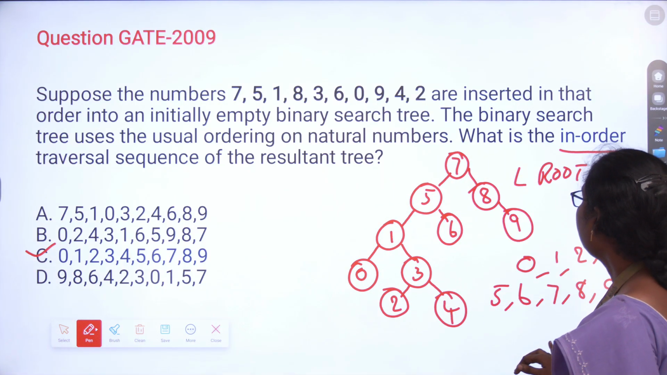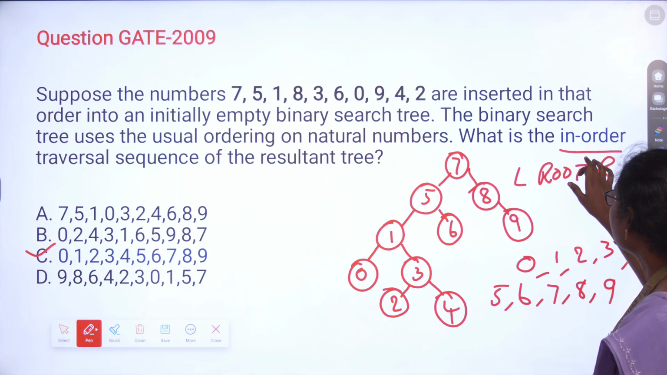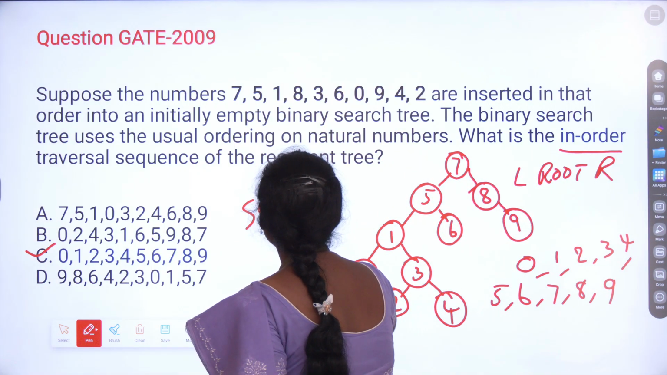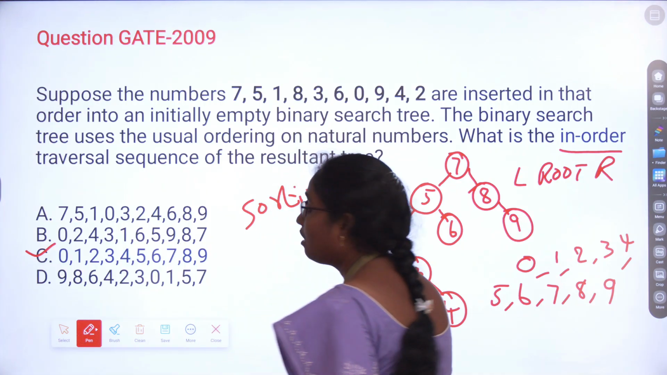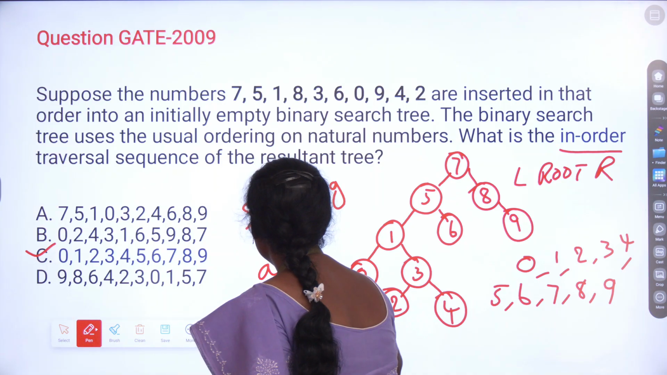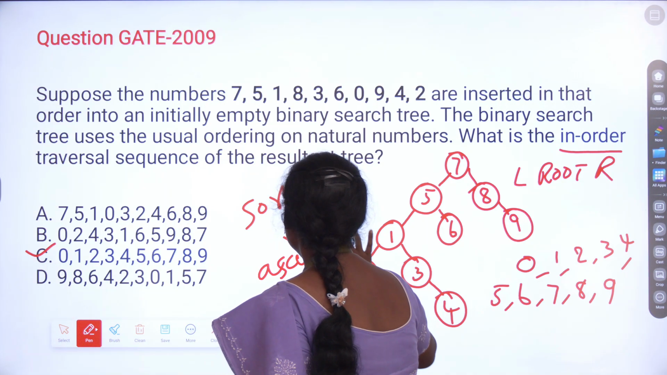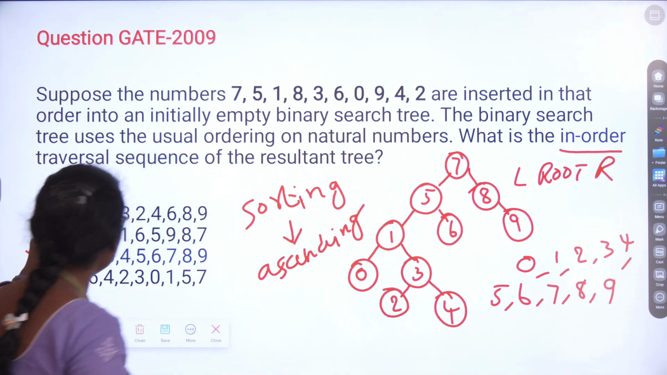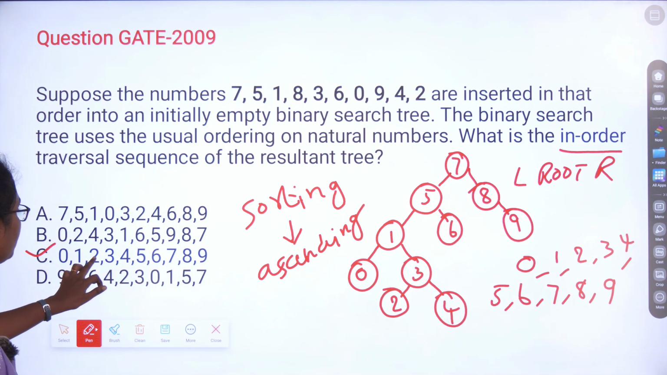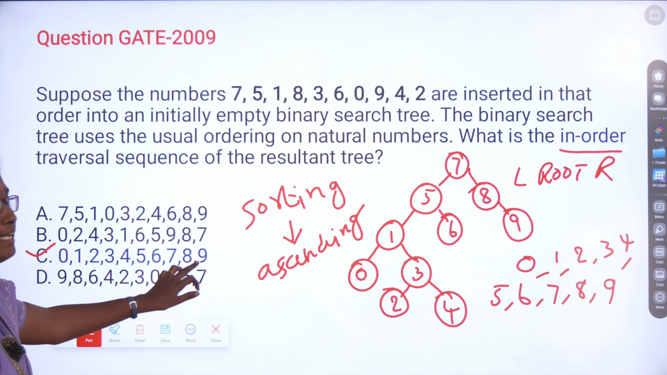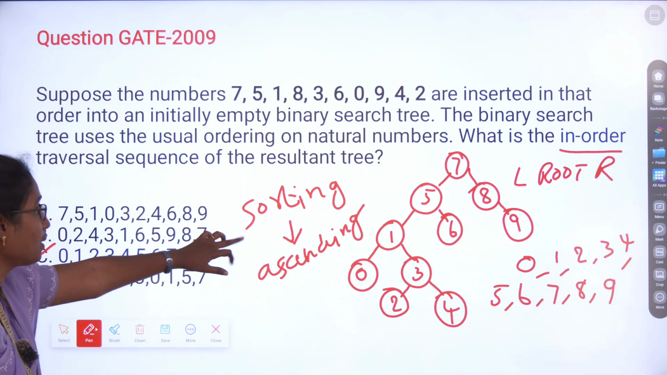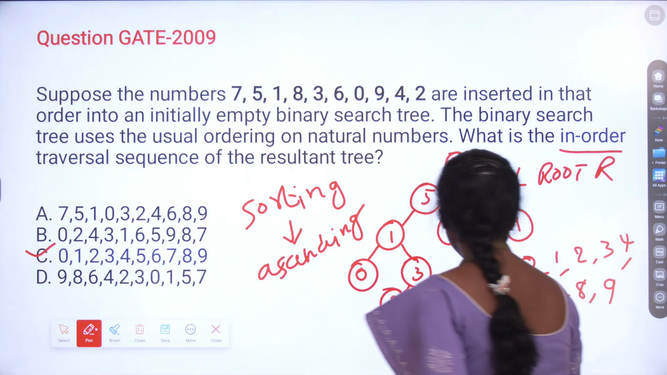Another shortcut for in order is that whenever they ask for in order, your elements should be in sorted order, which means ascending order. If you observe here, the elements are all arranged in ascending order: 0, 1, 2, 3, 4, 5, 6, 7, 8, 9. So you can write it directly by using this shortcut. So we will move to the next one.